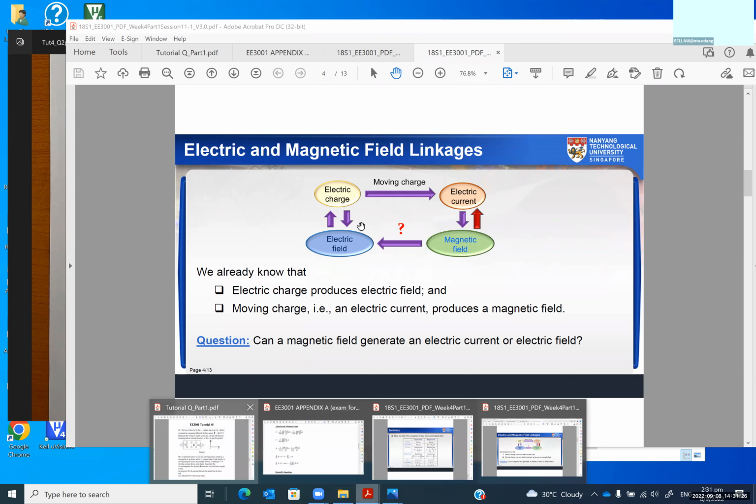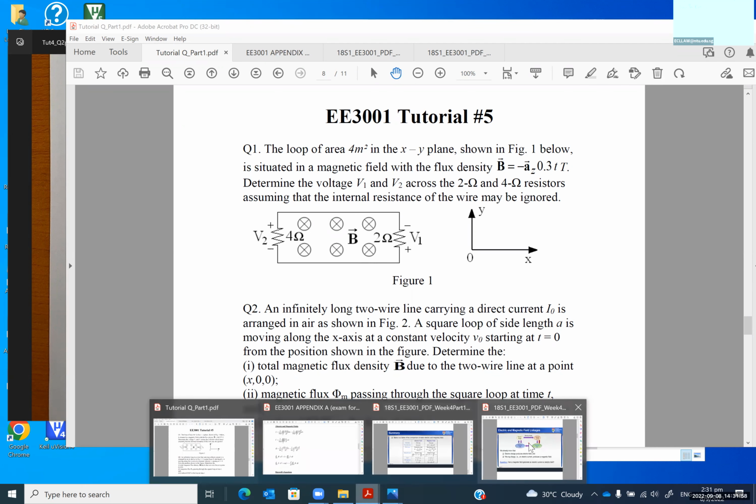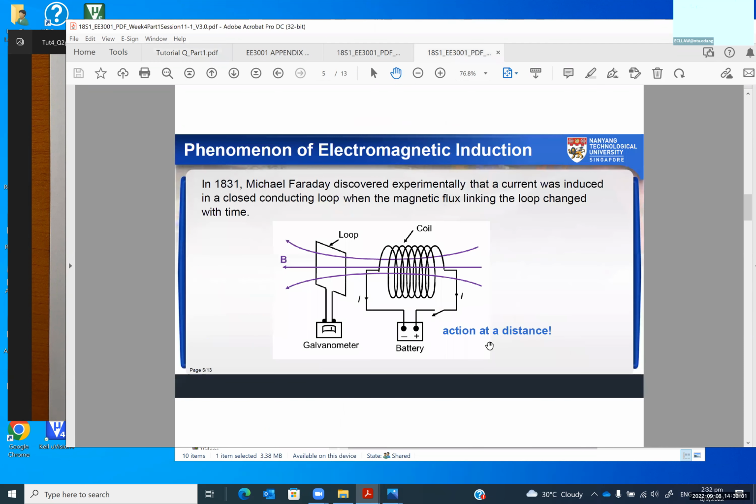Here's your question one. It says, I have this electrical circuit. Is there a voltage across this resistor and this resistor? There is if there's a current circulating. That means if there's a curl of E, then the current is circulating. So curl E cannot be zero. If it's zero, then there will be no voltage. Okay, so this set of slides is important for you to know how to calculate using Faraday's law.